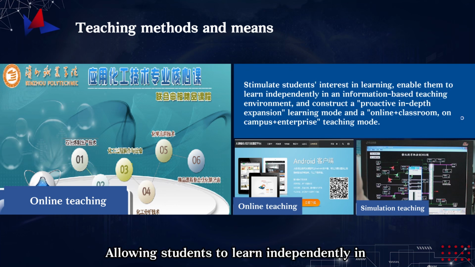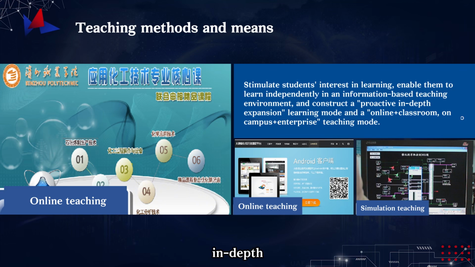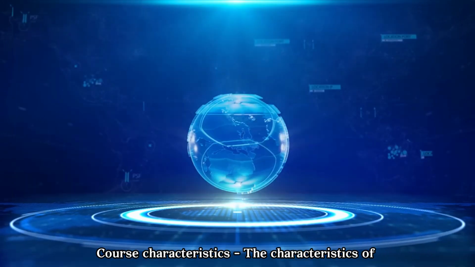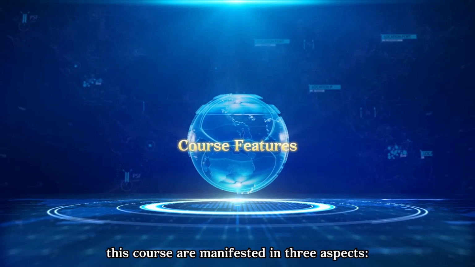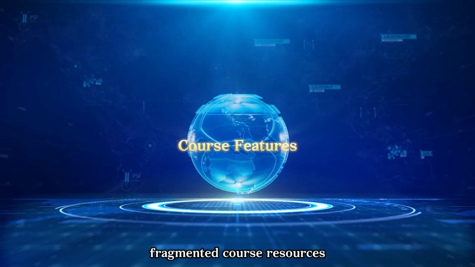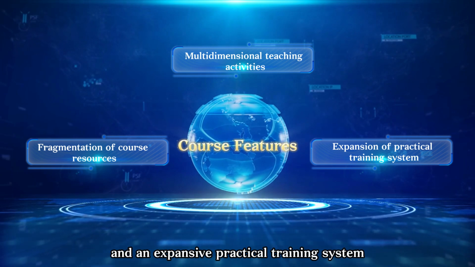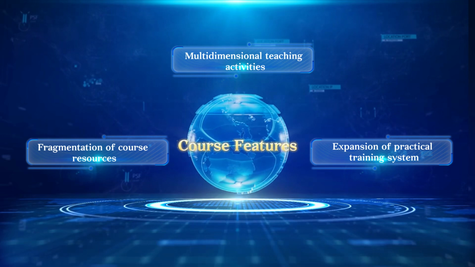Allowing students to learn independently in an information-based teaching environment. Constructing a learning model that is active, in-depth, and expanding. And an online plus classroom, on-campus plus enterprise teaching model. Fifth, course characteristics. The characteristics of this course are manifested in 3 aspects: fragmented course resources, multidimensional teaching activities, and an expansive practical training system.